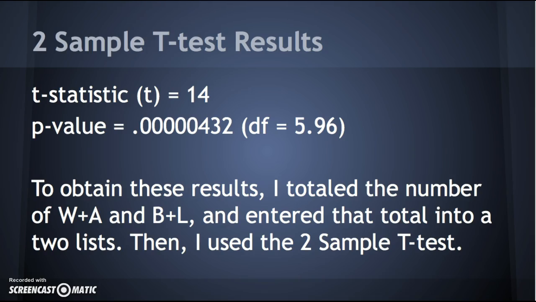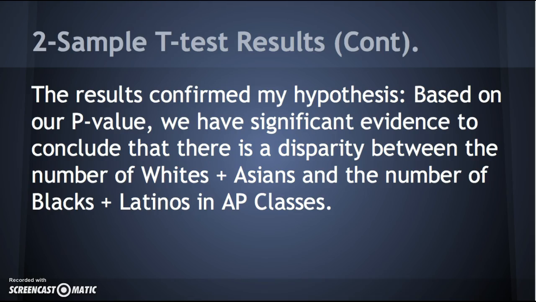So to obtain these results, I totaled the number of whites and Asians and blacks and Latinos and entered that into two lists. Then I used the two sample t-test. So I added up all the numbers of whites and Asians in the AP classes, put that into one of the lists, and blacks and Latinos in AP classes, put that in another list, and then used the lists to perform the t-test. So the results confirm my hypothesis. Based on our p-value, we have significant evidence to conclude that there is a disparity between the number of whites and Asians and the number of blacks and Latinos in AP classes. This is pretty much well documented.